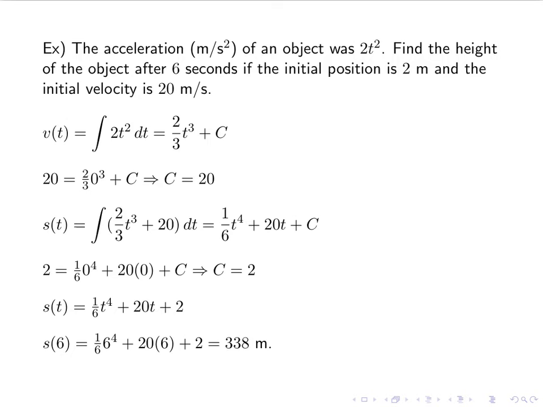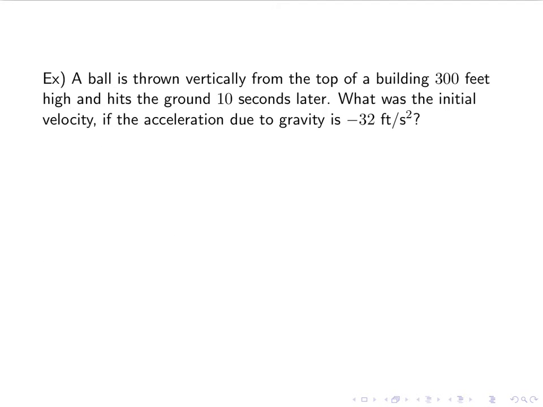Okay, so again, I used indefinite integrals, but my answer is a number at the end. So now we've done one of each of the types, and let's try another one. A ball is thrown vertically from the top of a building 300 feet high and hits the ground 10 seconds later. What was the initial velocity if the acceleration due to gravity is negative 32 feet per second squared?